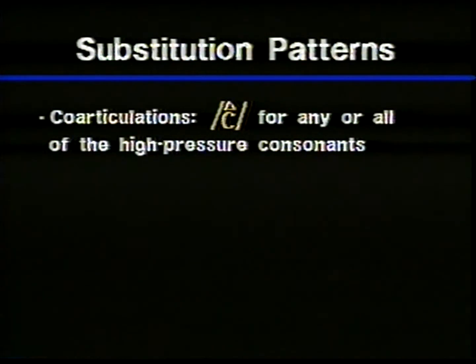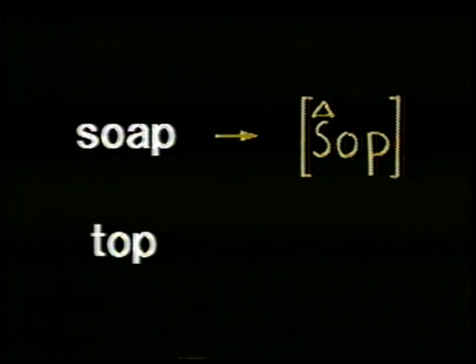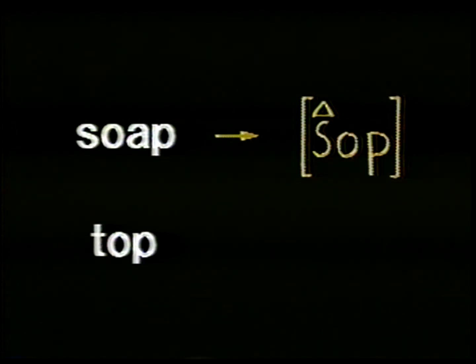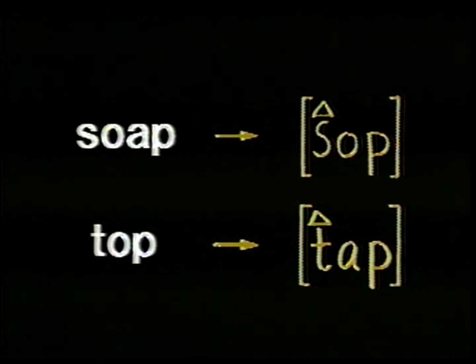In isolation, the posterior nasal fricative sounds like this. The posterior nasal fricative occurs as a co-articulation for any or all of the high-pressure consonants. For example, soap becomes soap. Top becomes top. Listen to these again. Soap becomes soap. Top becomes top.